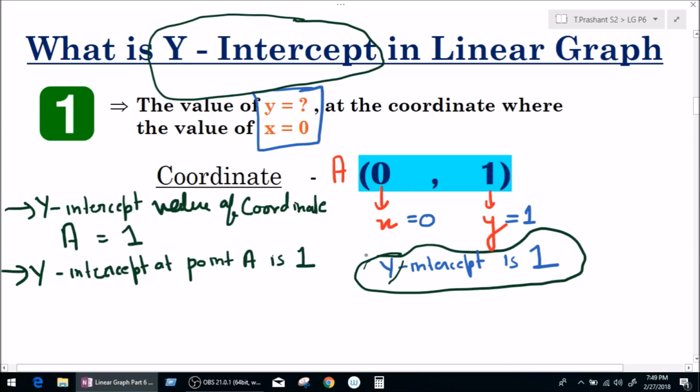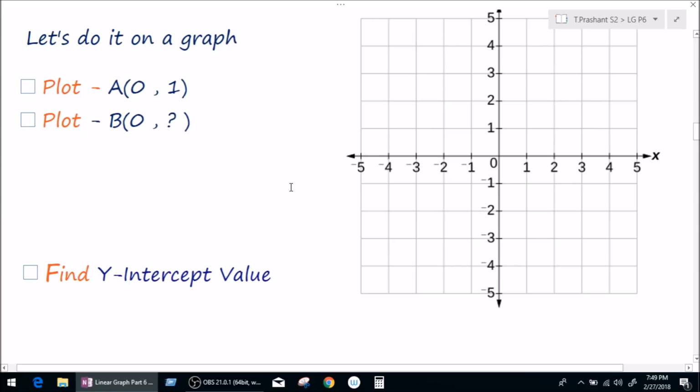Now this is the basic concept of understanding what is a y-intercept. Now let's do it on a graph. Let's plot coordinate A on a graph. So as we can see, we have x as 0 and y as 1. So let's plot this coordinate right here where x is 0 and y is 1. So let's write our point A. At point A, x is 0 and y is 1.